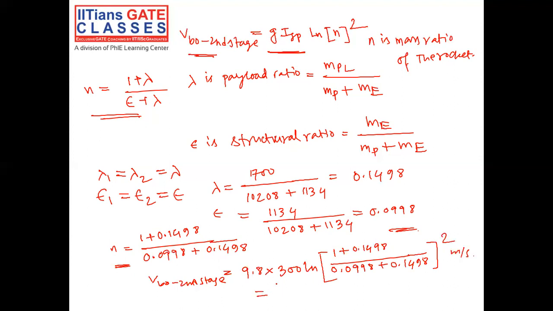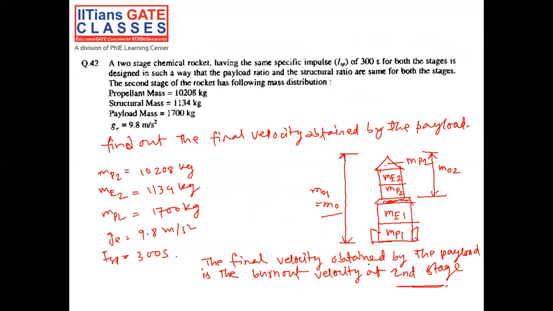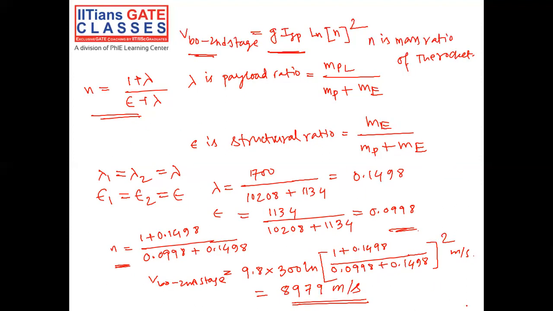So if we just do this calculation, it will come something around 9879 meter per second. So this is the answer. So this is the final velocity obtained by the payload, right? So velocity obtained by the payload, right? So that's the answer.